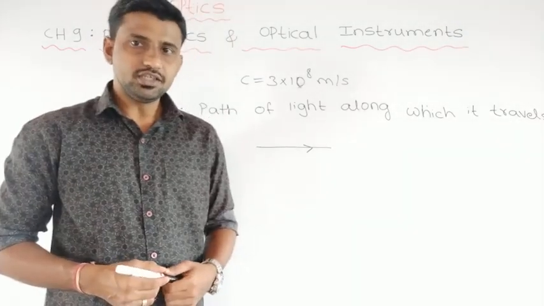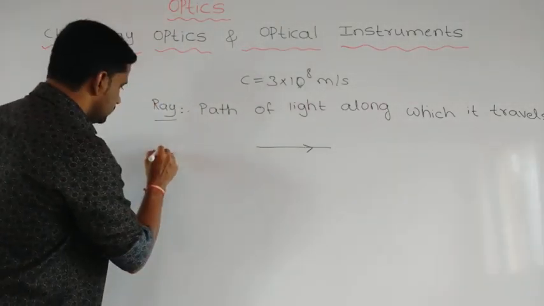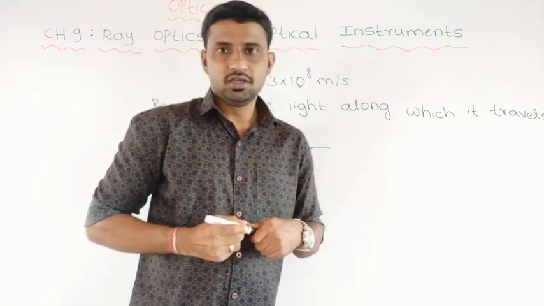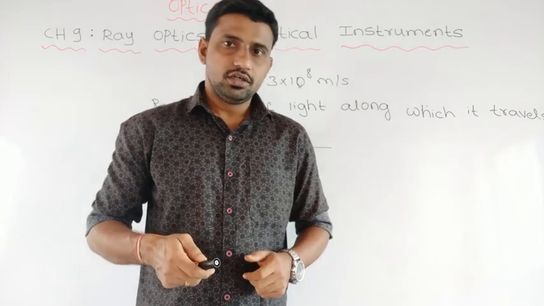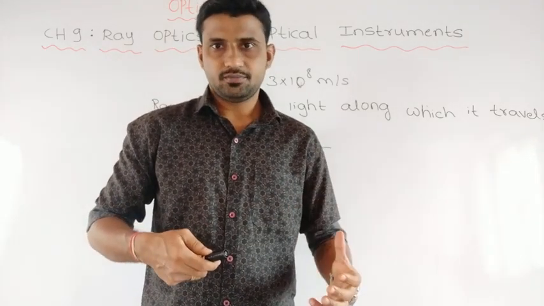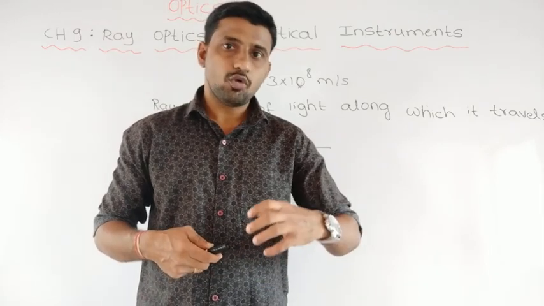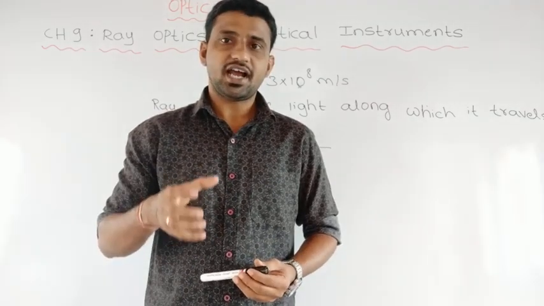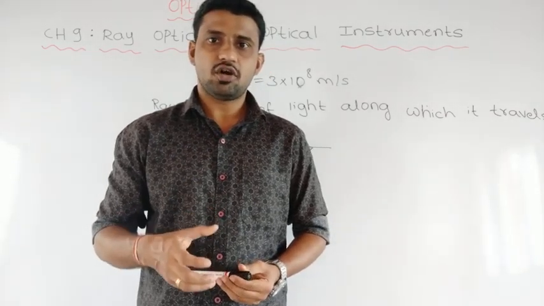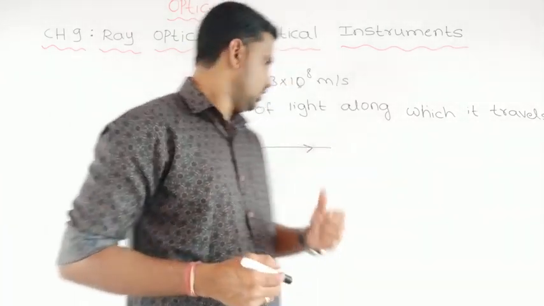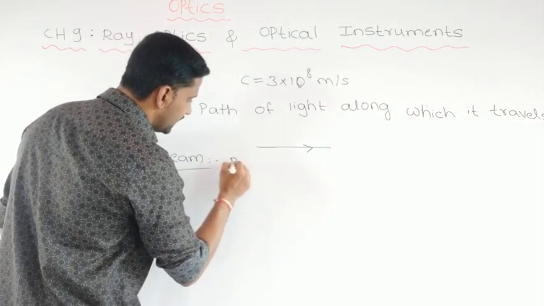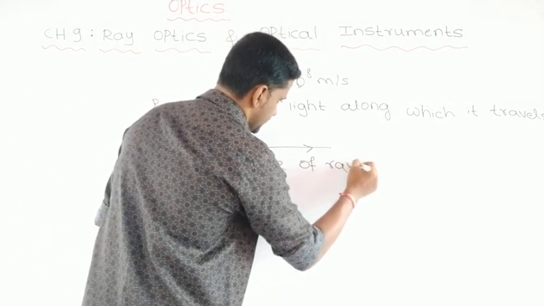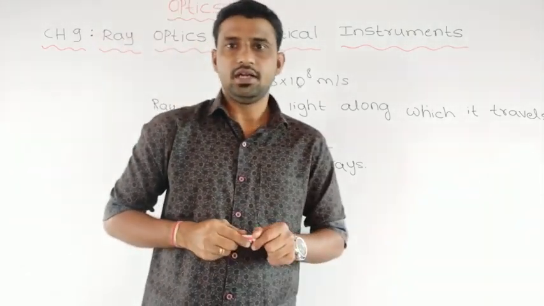And another term we use is beam. What is a beam of light? See, when I switch on the torch, there are so many paths for the light. That means we will observe so many rays when I switch on the torch. So that bundle or collection of rays together is called a beam of light. So a beam of light is nothing but a bundle of rays.